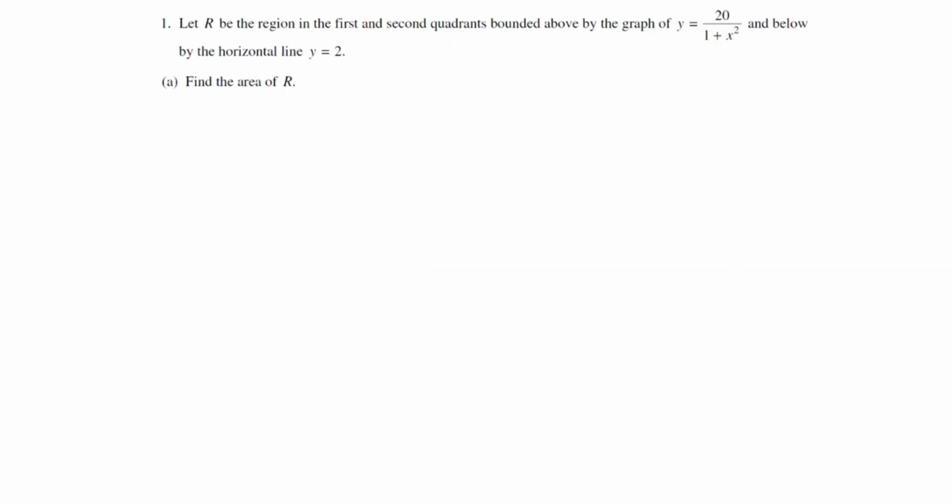All right, this is question number 1 from the 2007 AP Calculus AB exam. It's an area and volume FRQ, where we're given R is the region in the first and second quadrants, bounded above by y equals 20 over 1 plus x squared, and below by the horizontal line y equals 2. And so we first want to find the area of R, and we can do this without graphing it because we know it's bounded above by that function and below by the line y equals 2. It's a calculator question, so we can just graph them and see where we intersect, but I think it's good practice just to do the algebra real quick anyway.